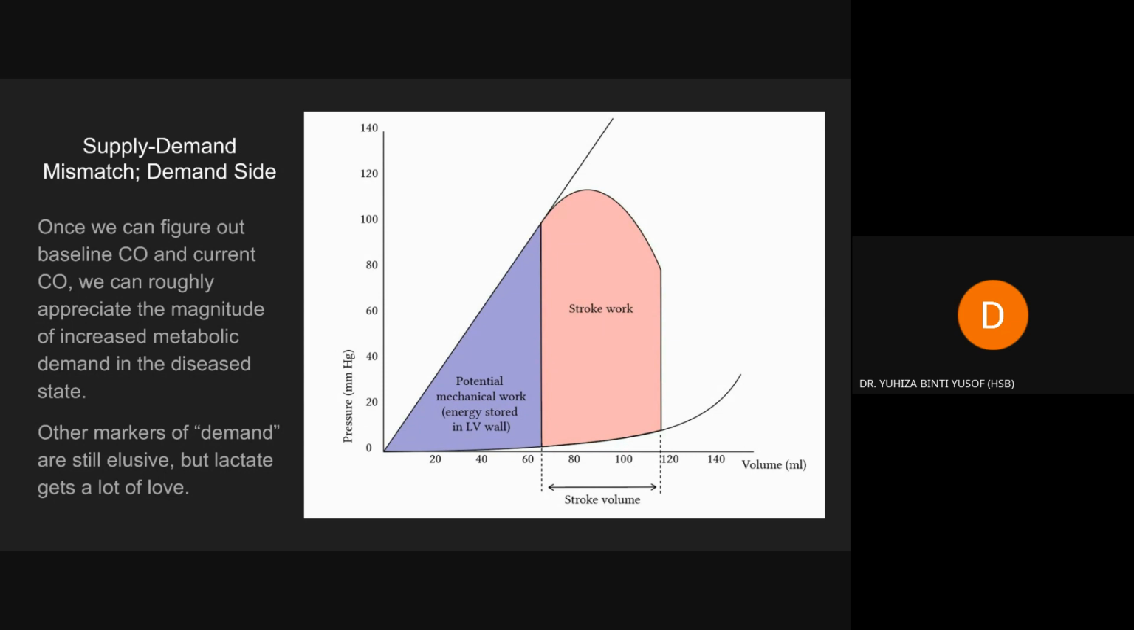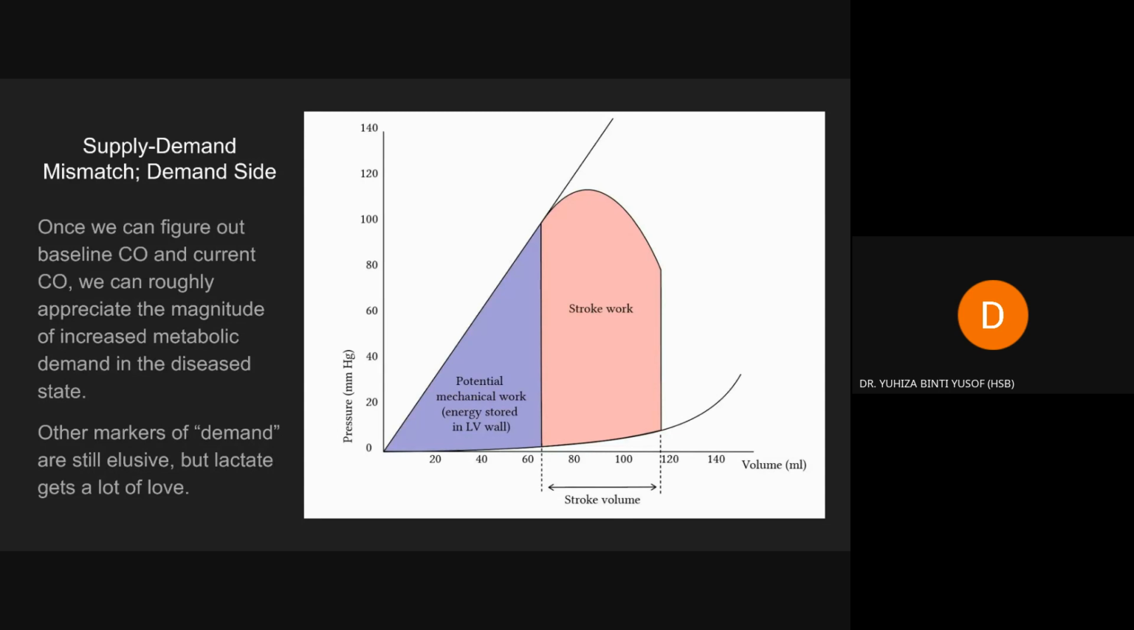The actual point yang I nak tunjukkan with this graph, you have two types of work inside this PV loop. This area under the curve, you have stroke work and you have potential mechanical work. So this potential mechanical work is actually not efficient work. So when you talk about shock, you have different stages. Typically, you classify as compensated or decompensated. What usually happens before shock becomes decompensated is this: there is greater inotropy. This PV loop becomes more narrow, and when it becomes more narrow, the stroke volume drops. But the ratio of useful and not useful in your energy span is increased.